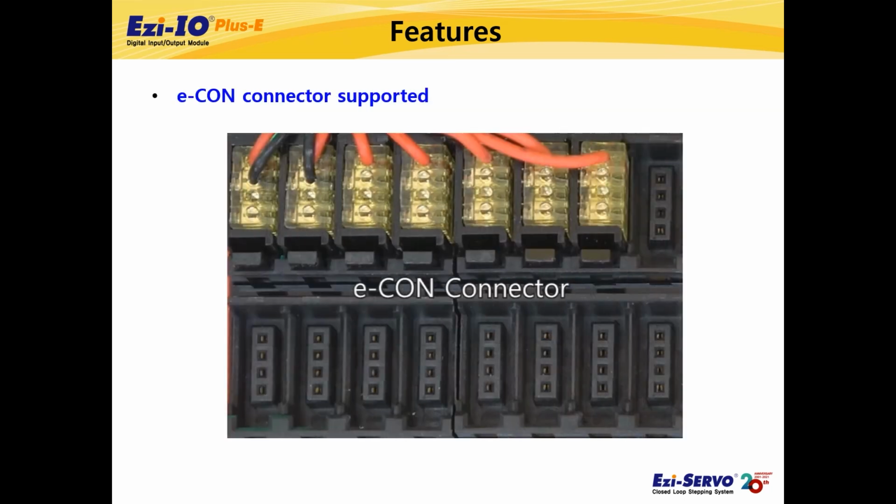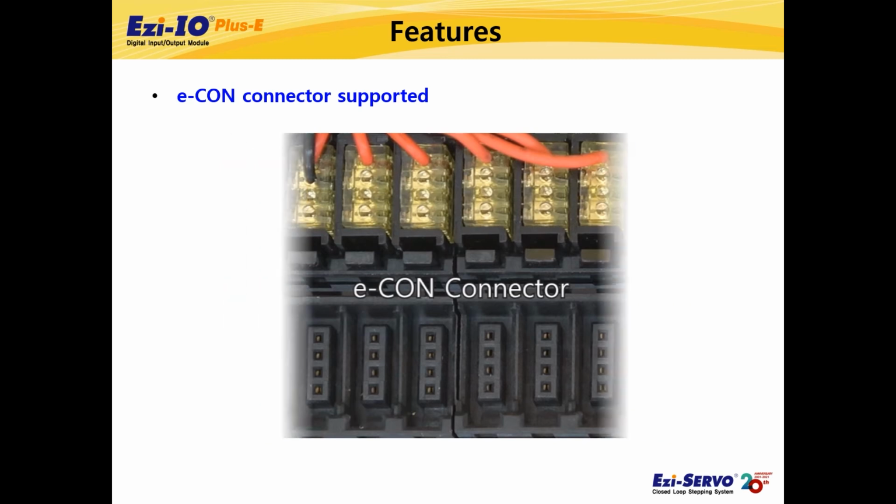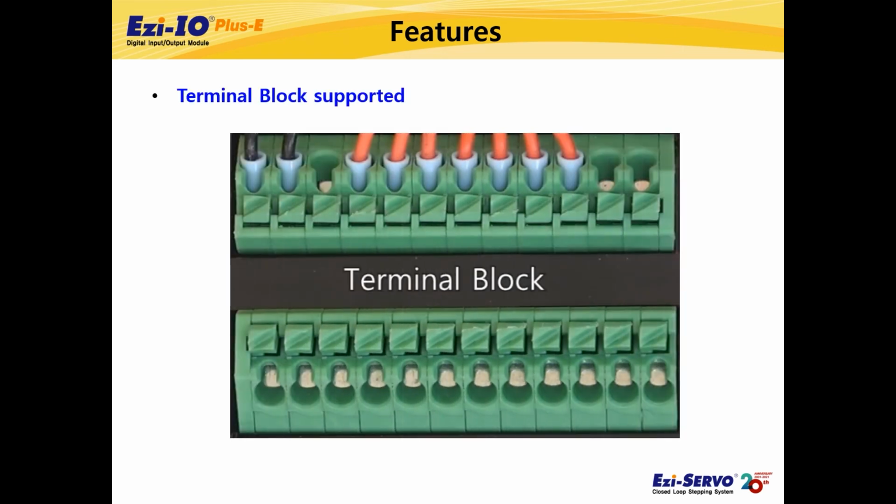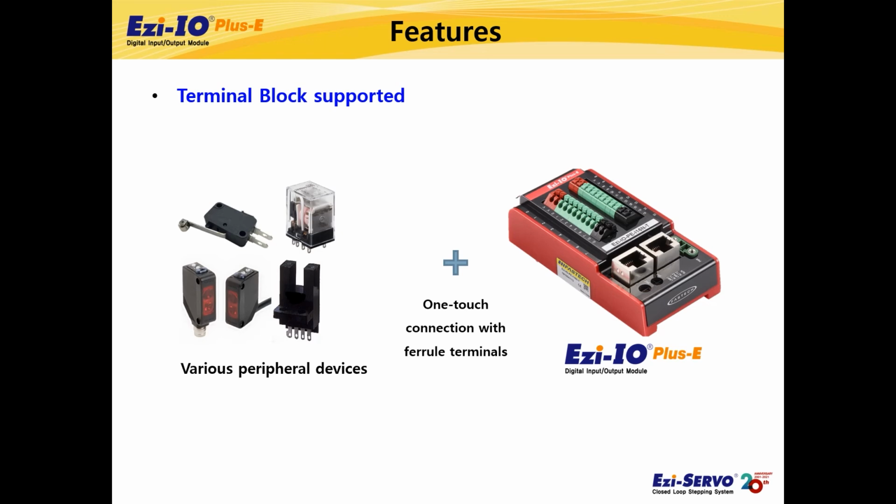In the case of the Econ connector type, the Econ connector allows convenient attachment and detachment of peripheral devices such as various sensors. And, the terminal block type uses ferrule terminals for easy one-touch wiring. Therefore, you can easily connect and control peripheral devices such as various sensors.